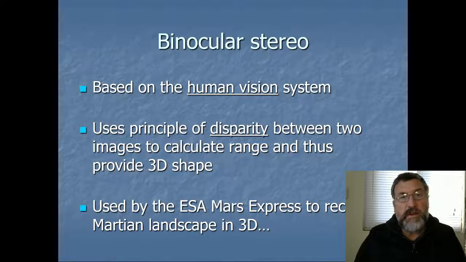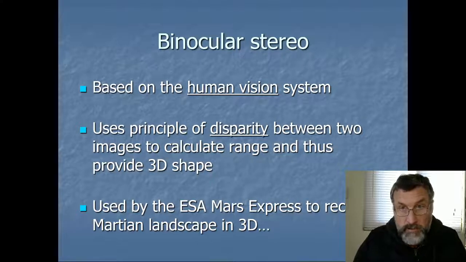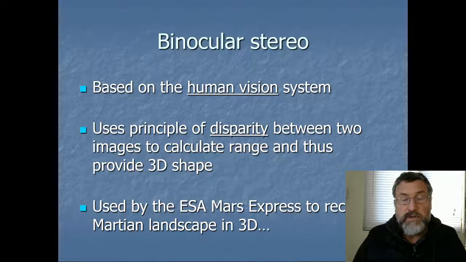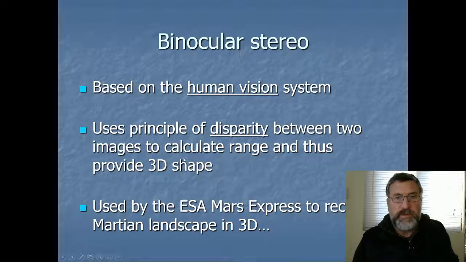Now, binocular stereo is, of course, another standard way, and I'll put some notes on this onto Blackboard as well, with a little bit of maths showing the triangulation and the equations that come out of it. And again, it's worth remembering that analysis and those equations, or being able to derive them, is kind of handy. I recommend that. Again, it uses the principle of disparity between two images to calculate the range and thus provide the 3D shape.